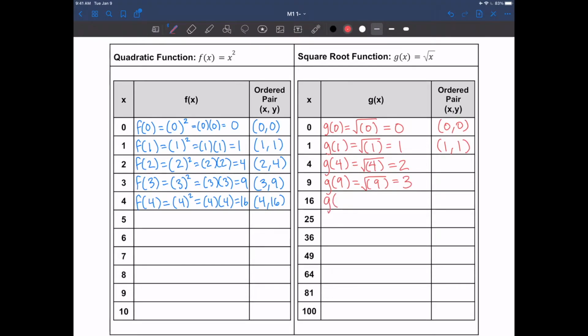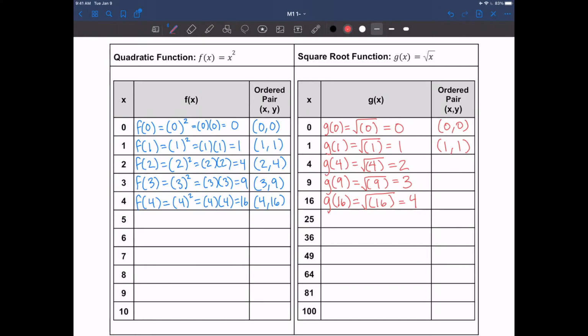G of 16 equals the square root of 16. I just went ahead and put that in there. What number did I have to square to get 16? I got 16 here by squaring 4. So it's working backwards, right? Notice that the outputs here were the inputs here. The outputs here are the inputs here. So they are actually functions that undo the other.